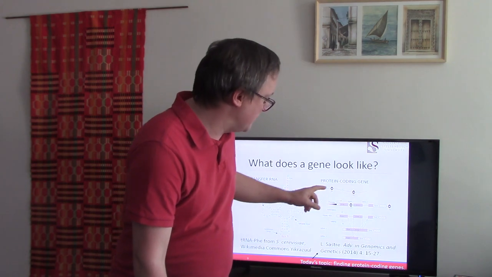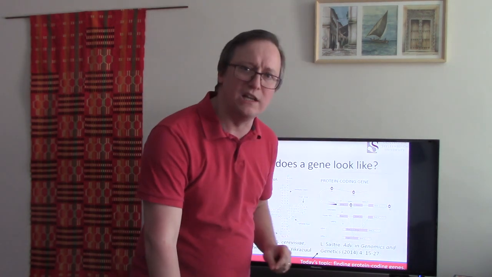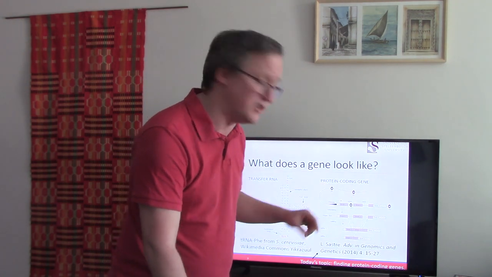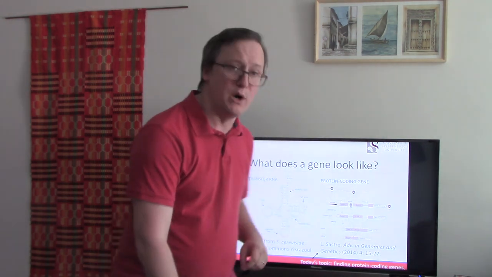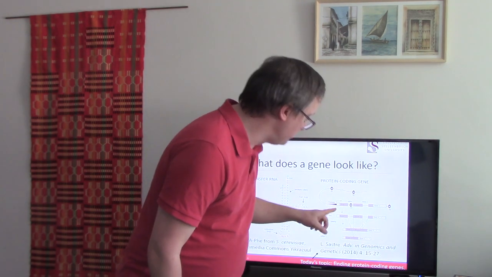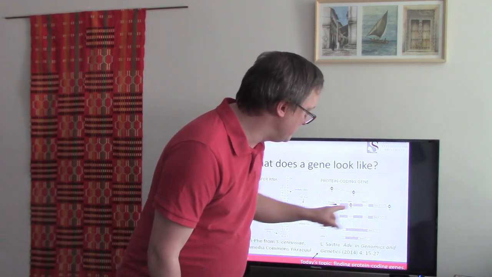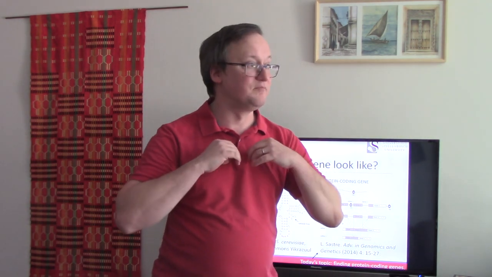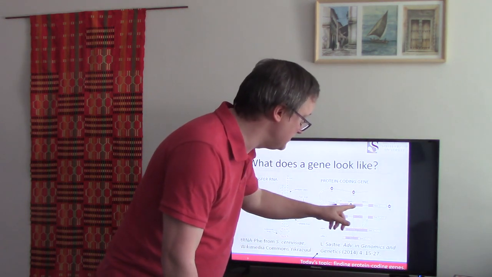So we start with the fact that we have these transcriptional regulators that appear, in some cases, quite some distance away from the site of the gene itself. We have promoters. We have a transcription start site here. We have regions above and below the protein coding gene that are the untranslated regions, the UTRs. We have exons, and in between them, we have these introns. This is a eukaryotic gene.